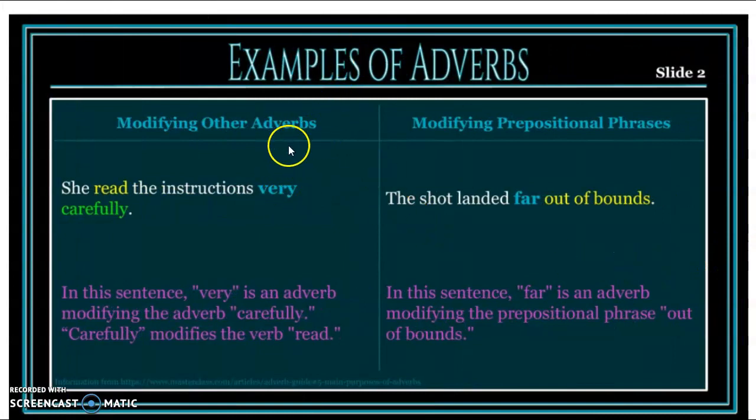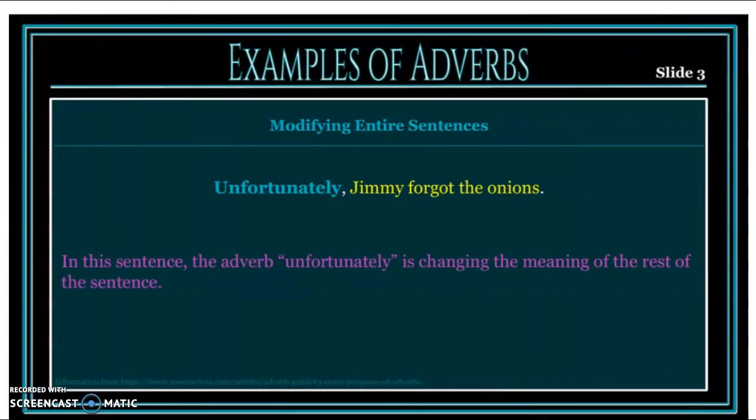And then here are some more modifiers. So adverbs can also modify other adverbs. So for example, she read the instructions. Read is the verb. She read the instructions very carefully. Carefully is actually the first adverb. You can just say she read the instructions carefully. But by saying very carefully, that's another adverb with an adverb. The shot landed far out of bounds. Here's the first adverb. This adverb modifies this one. And then they can even modify entire sentences, because you can say Jimmy forgot the onions, or you can say unfortunately, ly, Jimmy forgot the onions. Okay, it modifies or changes the meaning of the rest of the sentence.